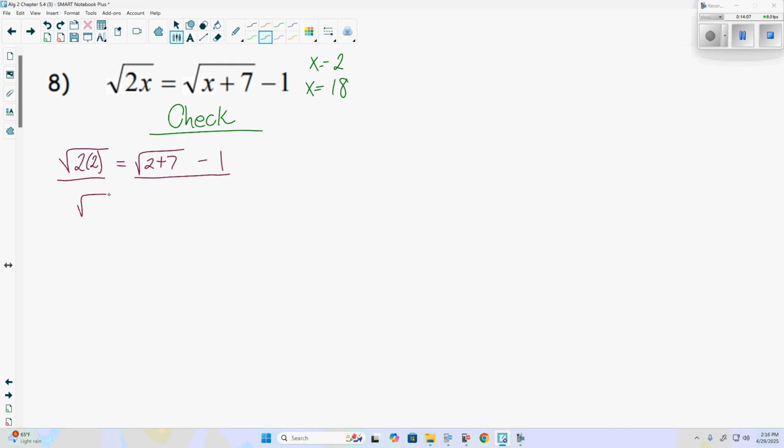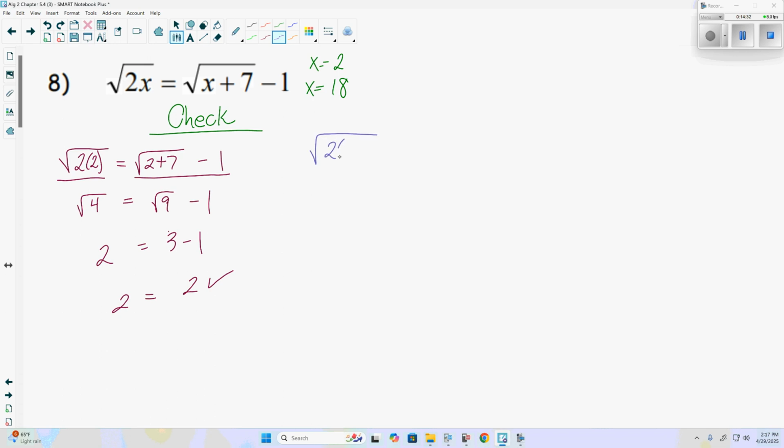2 times 2 is 4. Square root of 4 is 2. On our other side, 2 plus 7 is 9. So it gives us the square root of 9 minus 1. Square root of 9 is 3. 3 minus 1 is 2. These are indeed equal, so it does tell us that 2 is a solution.